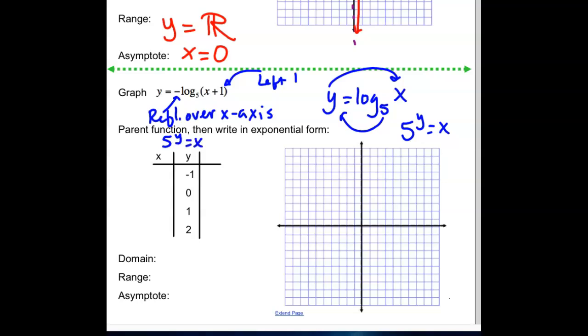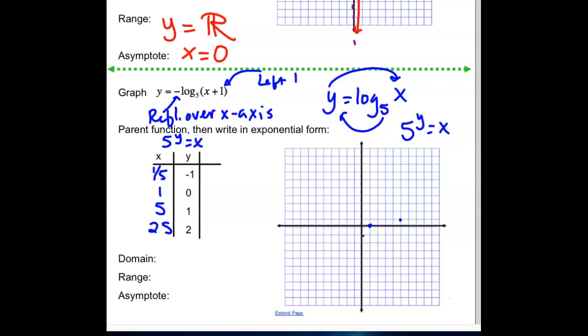Plugging in negative 1 for our power, we get 5 to the negative 1 would be 1/5. 5 to the 0 is 1. 5 to the first power is 5. And 5 squared is 25. That's going to be off our graph, but we can graph the other three. So over 1/5 down 1, (1, 0), and (5, 1).